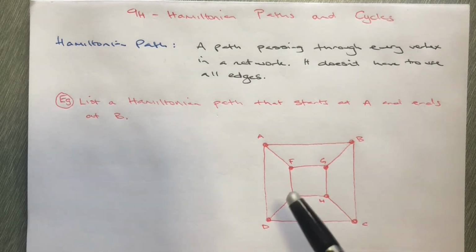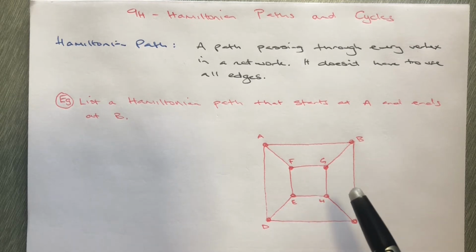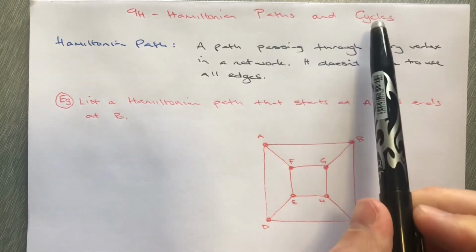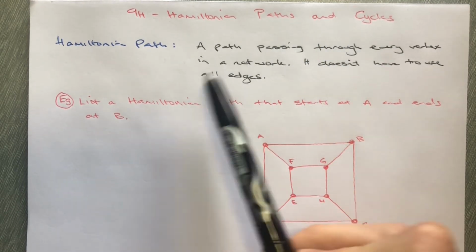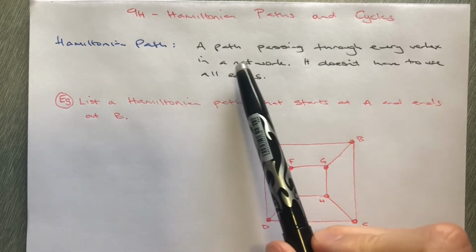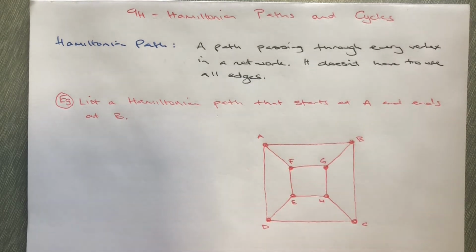Okay, so Euler means touching every edge. Hamilton means touching every vertex. So we're looking at, as it said up here, paths and cycles. So let's just quickly look at what a path is. A Hamiltonian path is a path passing through every vertex in a network. It doesn't have to use all of the edges.